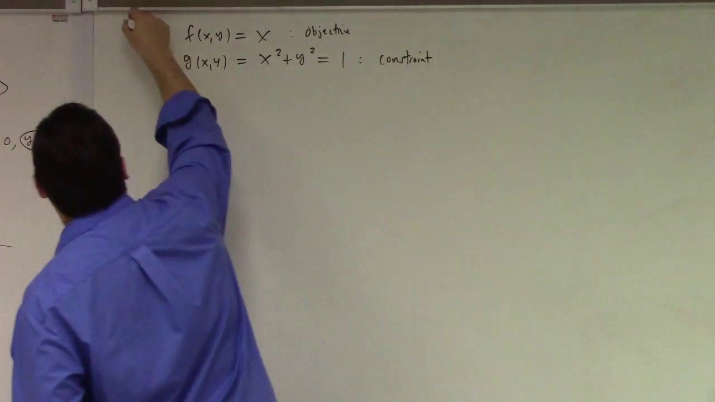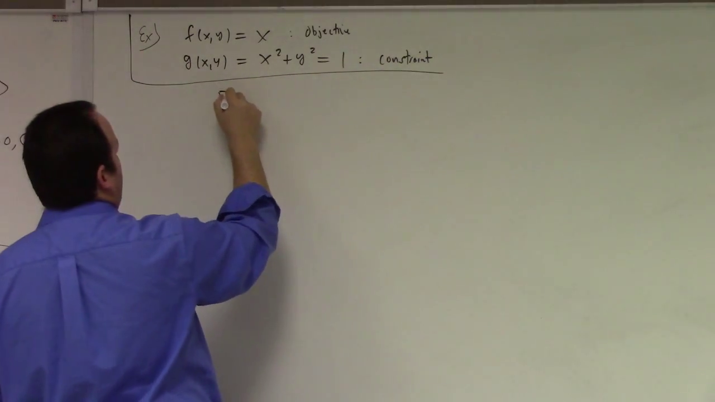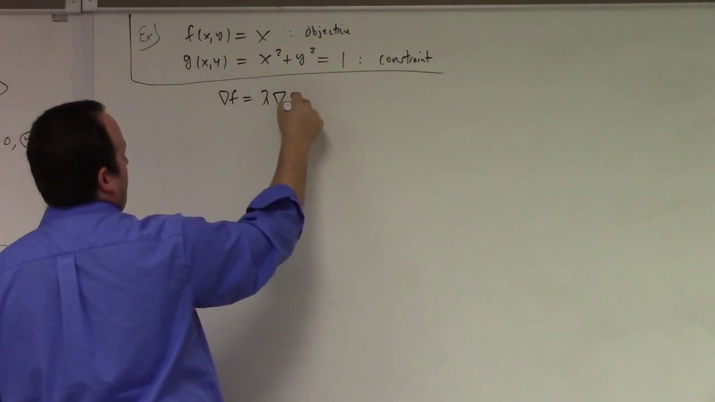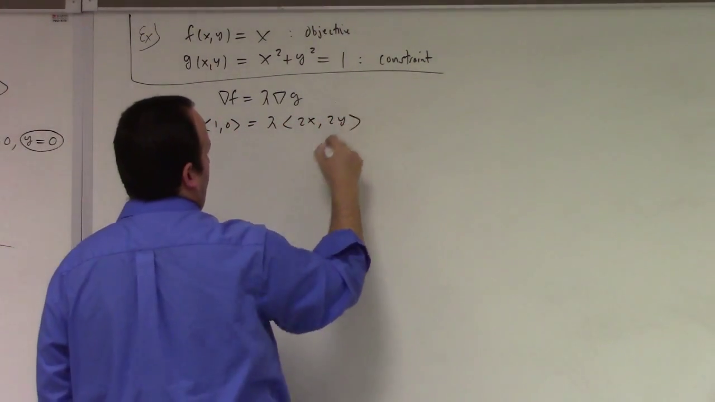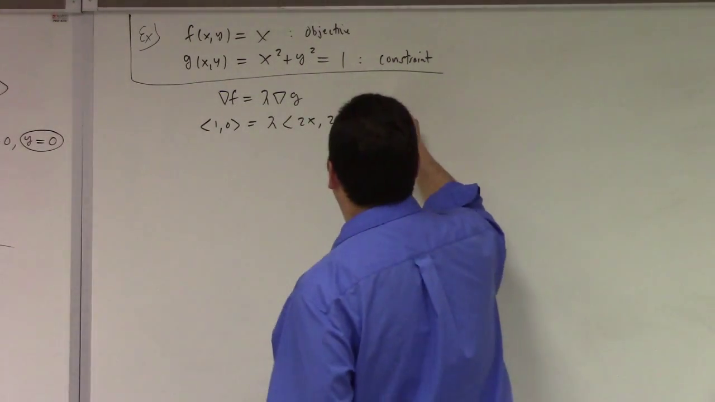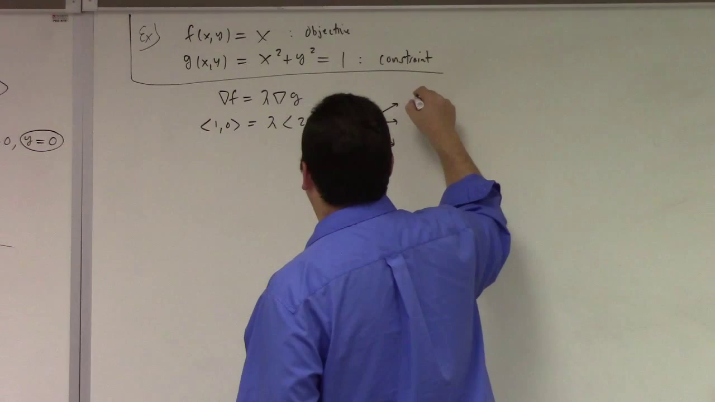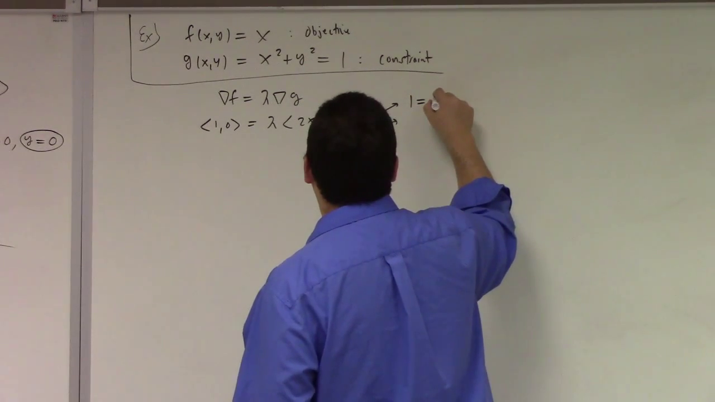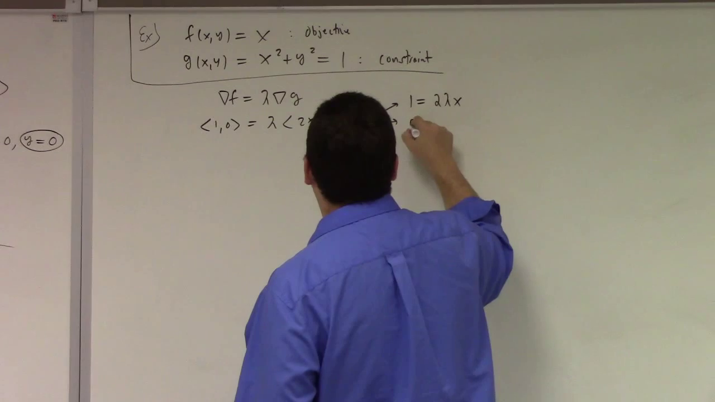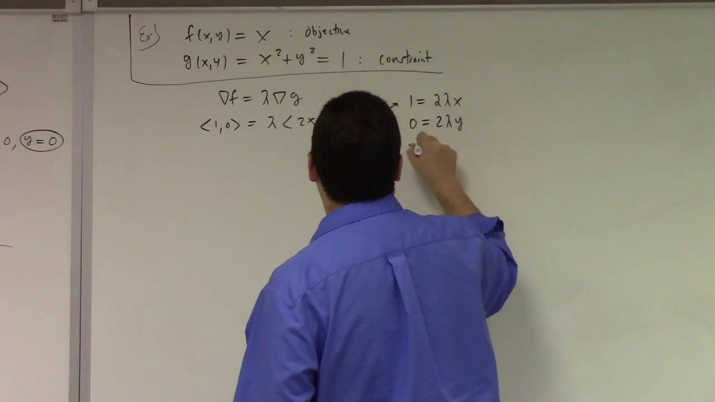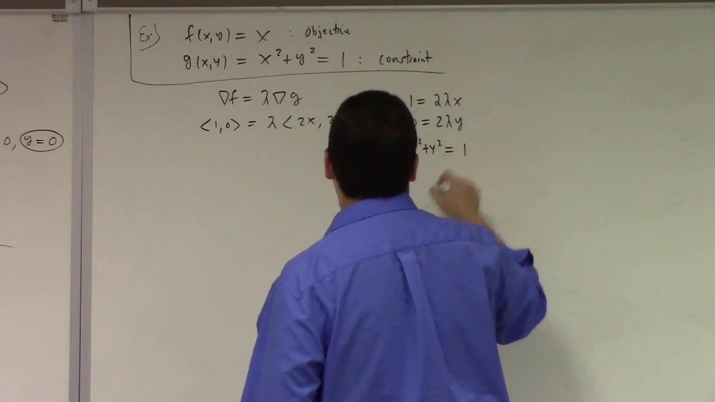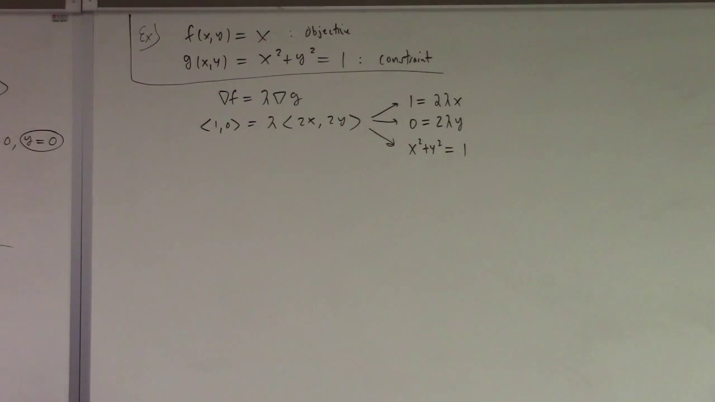Same song and dance: gradient of f equals lambda times gradient of g. What does this give me this time? I get three equations, right? 1 equals 2 lambda x. 0 equals 2 lambda y. And of course, I get my constraint. So I have these three equations and three unknowns to solve. The algebra is almost the same.